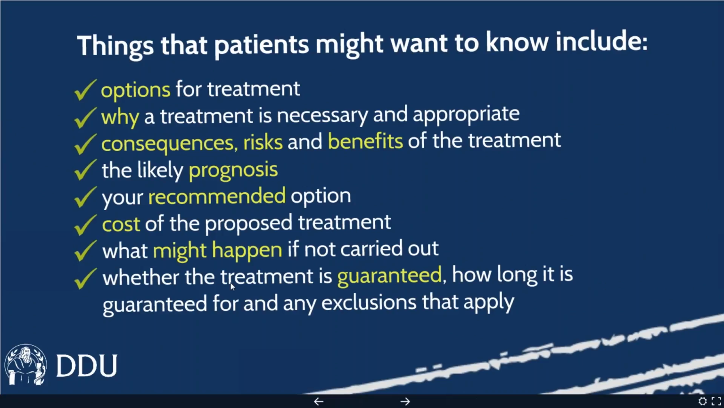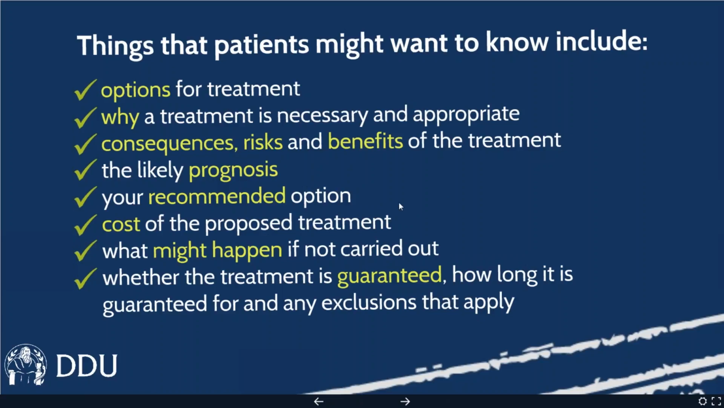So the sort of things they might want to know are pretty obvious, but it's easy to overlook them in a busy practice. So the options, why the treatment's necessary. Again, we live and breathe dentistry, and we remember that even the most intelligent and perceptive of our patients, it's simply an alien concept to them. So we need to explain things in simple lay terms so that they can understand. So what are the consequences, the risks and benefits of the treatment? What's the likely outcome? What do we recommend?